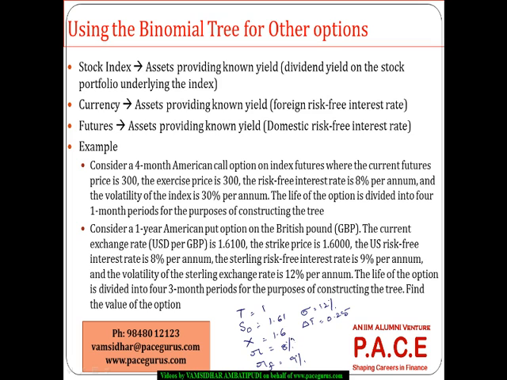Now here we will be considering A as e to the power of (R minus RF), RF is 9%, times delta T. So that is what we'll use for constructing the up movement as well as the down movement and the probability of up and down, which is what goes into the pricing of the option. So we can quite comfortably use the binomial tree model for finding out the prices of other options like stock index, currency and futures as well.